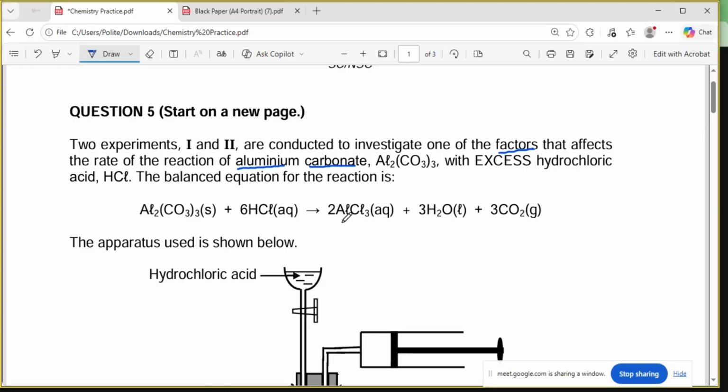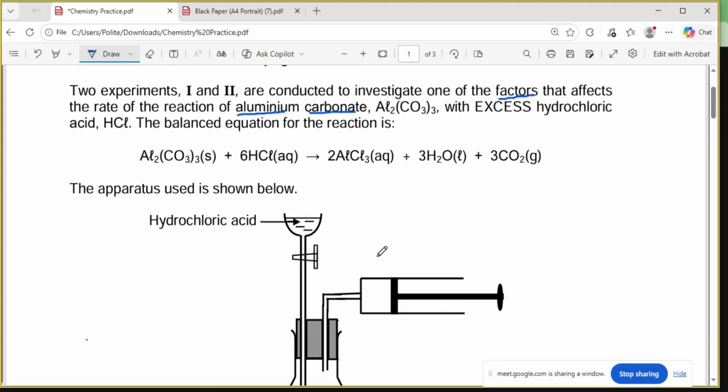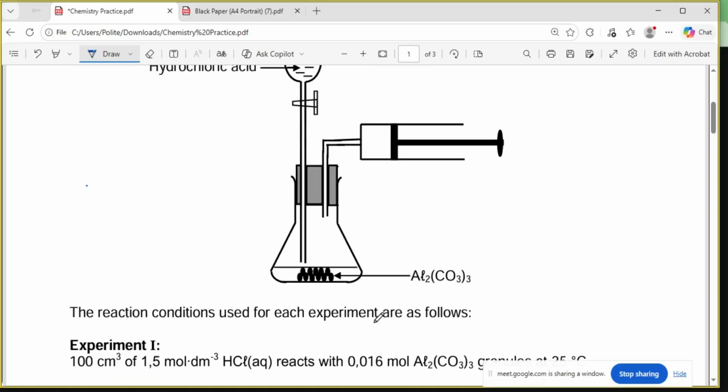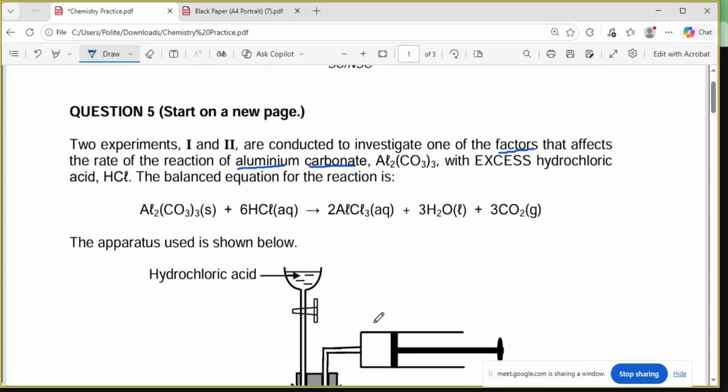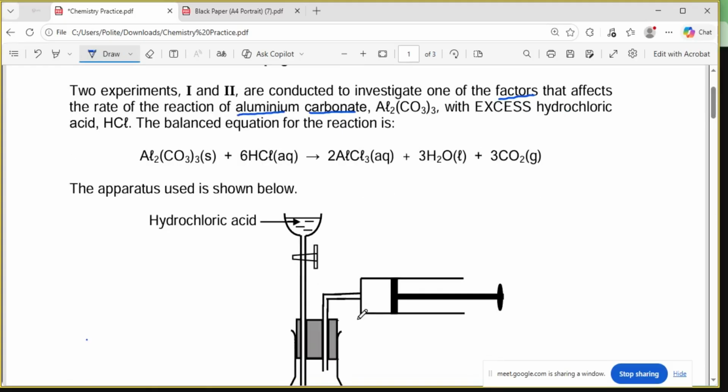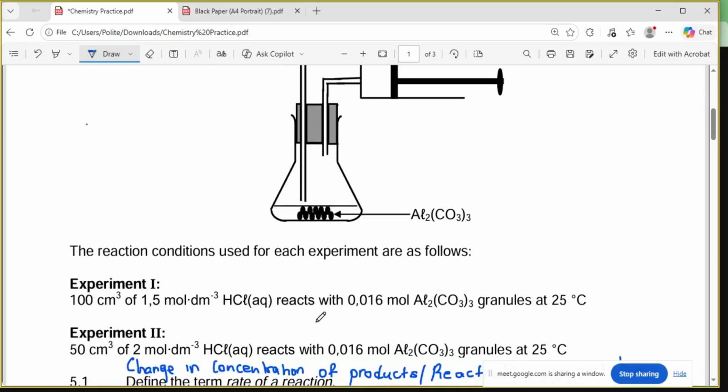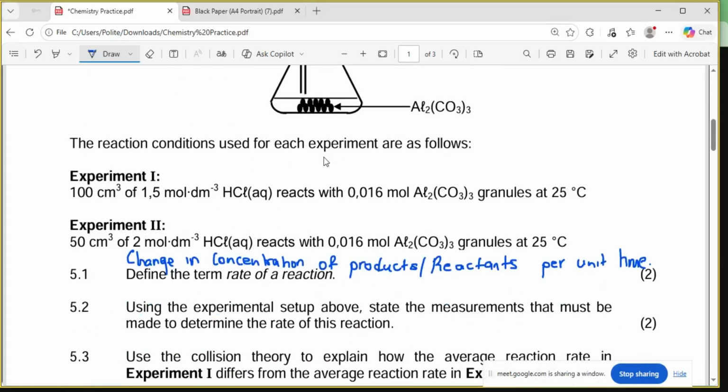The balanced equation is given below and those are the apparatus used. Guys, even if you don't understand what the statement is saying or you don't have a clue, you still have a chance to win and collect all the marks. Look at how we're going to answer these questions. So the reaction conditions used for each experiment are as follows. So let's look at experiment 1.